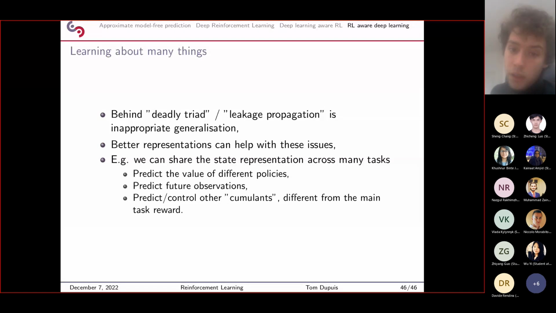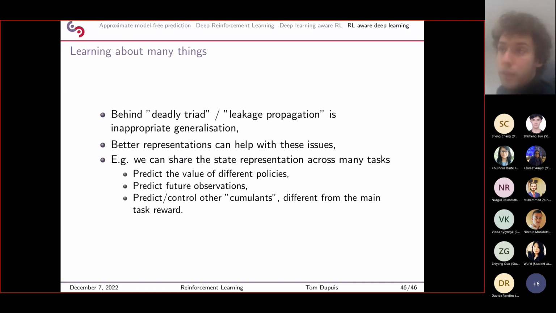The idea is to find ways to derive better representations of the data, better low-dimensional vectors from images, for example, that have better properties that make reinforcement learning converge better. There are many ideas in this research direction, but you could share this state representation across many tasks, and that way enable transfer learning. And you could, for example, predict the value of different policies.